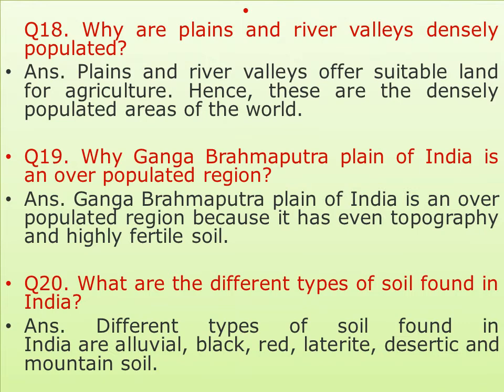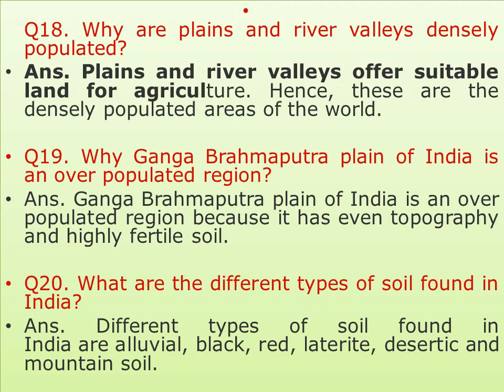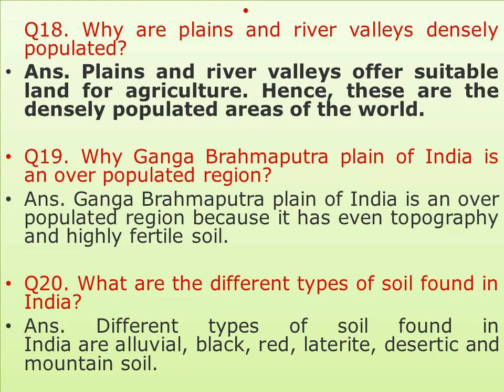Question number 18. Why are plains and river valleys densely populated? Answer: plains and river valleys offer suitable land for agriculture. Hence, these are the densely populated areas of the world.